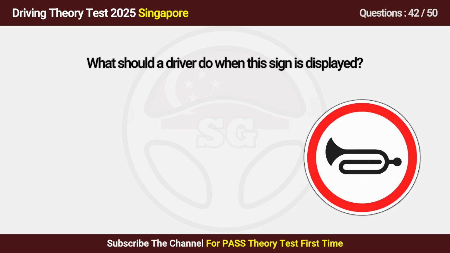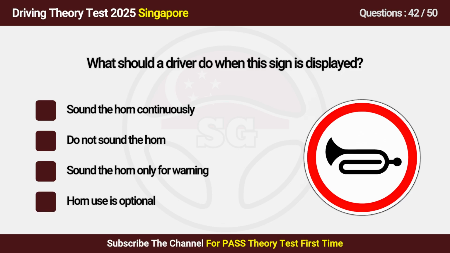Question 42. What should a driver do when this sign is displayed? A. Sound the horn continuously. B. Do not sound the horn. C. Sound the horn only for warning. D. Horn use is optional.